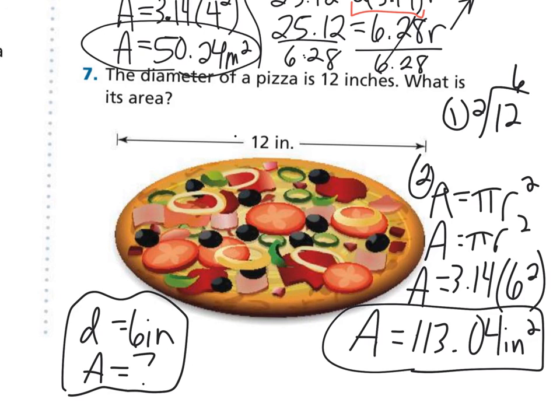And then also on page 453, I'd like you to do 8 through 16. You can do 17 for extra credit.